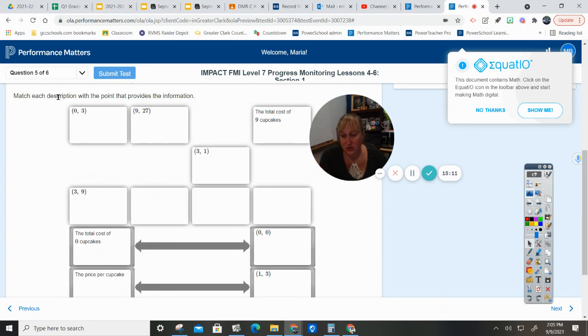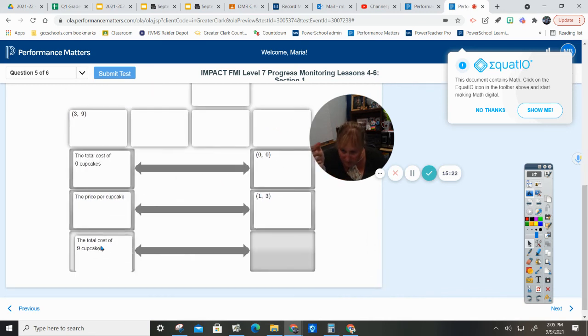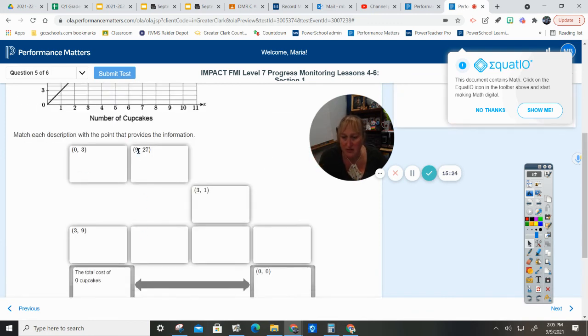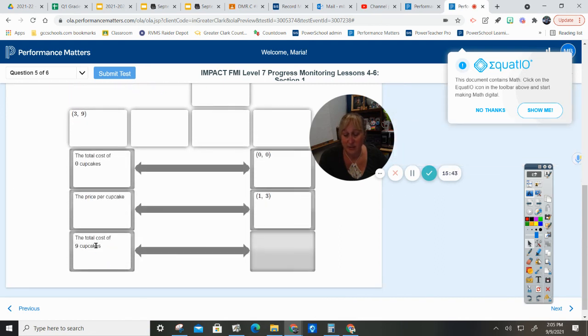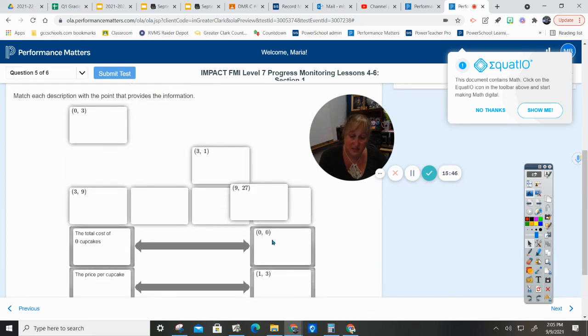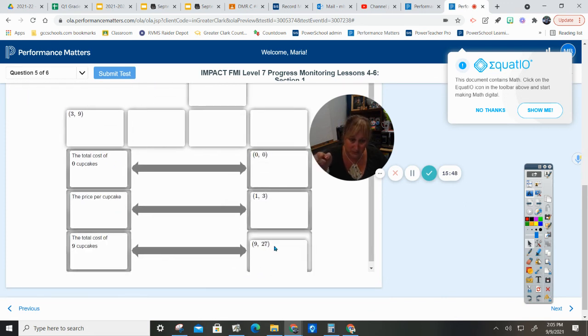Okay. And make sure that you remember the description comes first, and then the point goes on the other side. All right, so this one over here is the total cost of 9 cupcakes. That will go down here. So I'm going to look at these. It could be (9, 27) or it could be (3, 9). I do not want to get tricked because they have 9 in both. So I'm going to look to see, this is my Y because it's alphabetical order, and my Y is telling me the cost. The X is telling me the number of cupcakes. And since this is asking about 9 cupcakes, that means this one has to be the right answer. Okay.